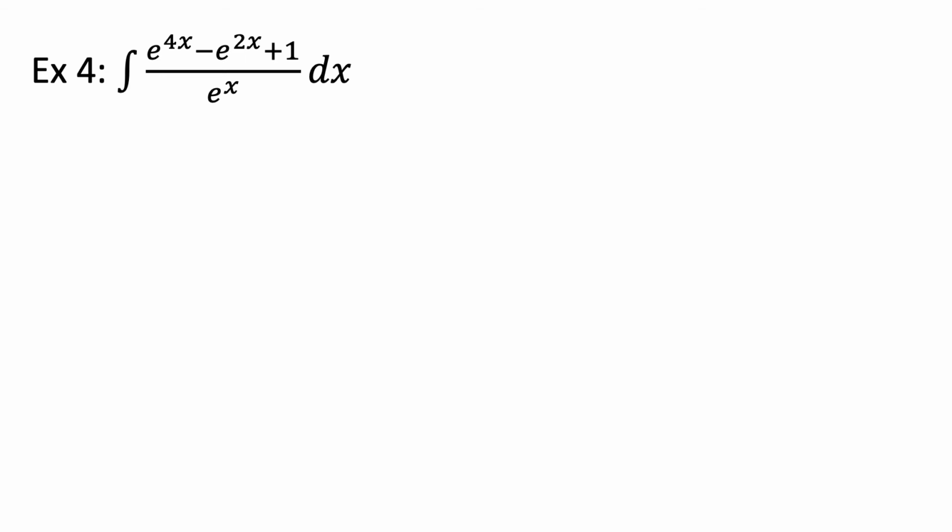Okay, just a few more problems today. Number 4 is the integral of e to the 4x minus e to the 2x plus 1 all over e to the x dx. At first glance, this looks really intimidating, but hopefully you notice that we have just one term in the denominator, which means we can actually split this up. So I'm going to write out all of my steps.